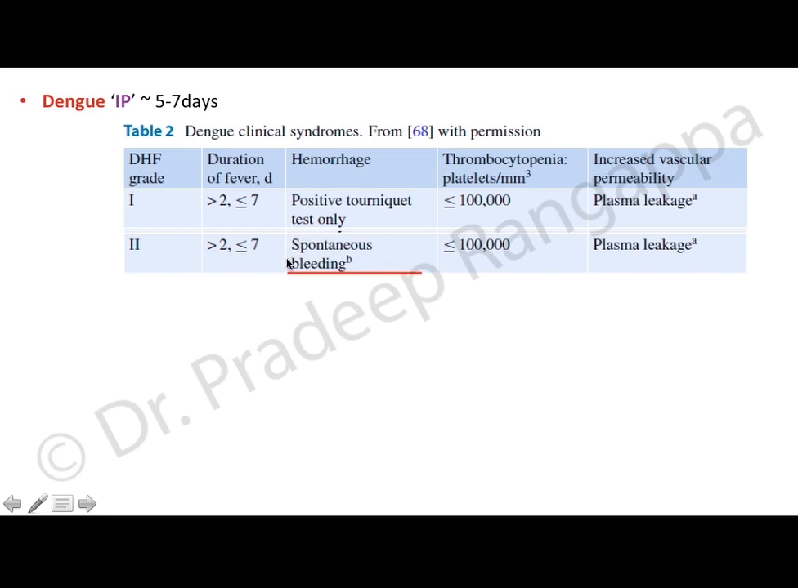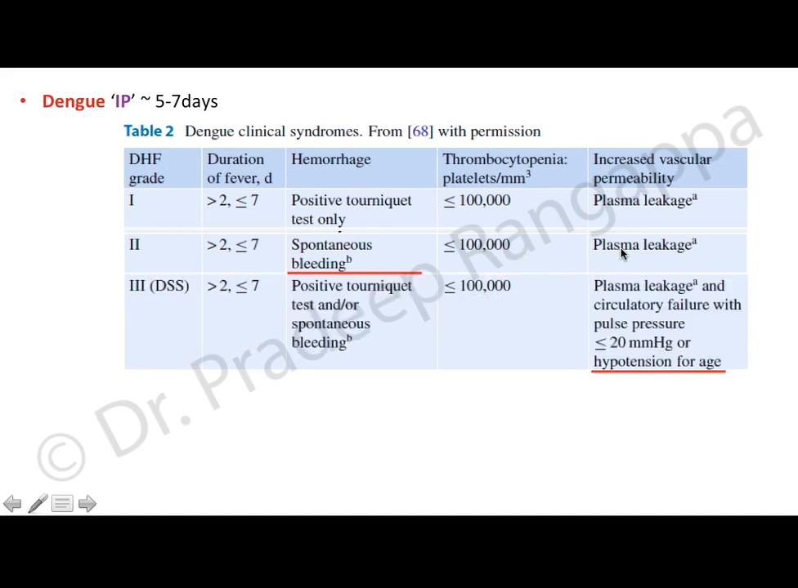Grade 2 is fever more than 2 days but less than 7 days, but where they have spontaneous bleeding that has set in, platelets less than 100,000, and plasma leakage. So it is increasing severity. Grade 1 is mild, second is moderate.